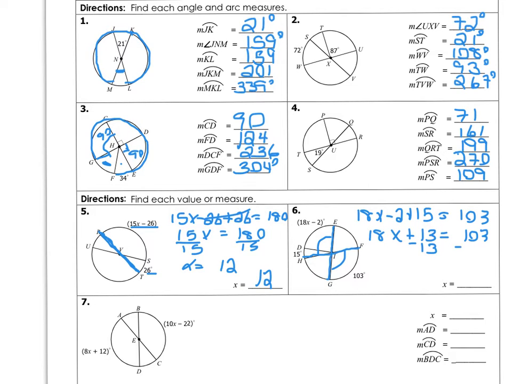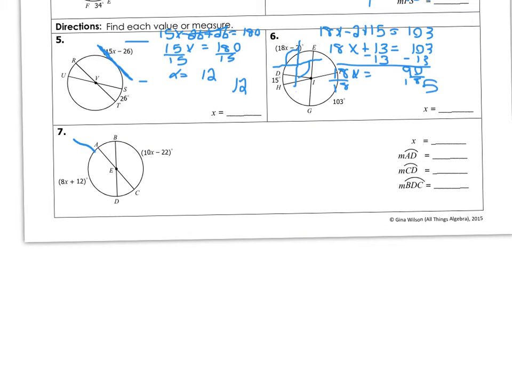Subtract 13 from both sides. And now we've got that 18x is equal to 90, and then divide by 18, divide by 18, and you should get x equals 5. All right, let's go here.